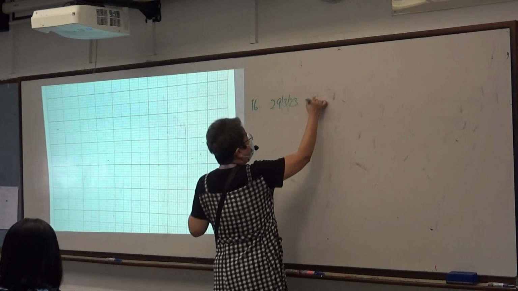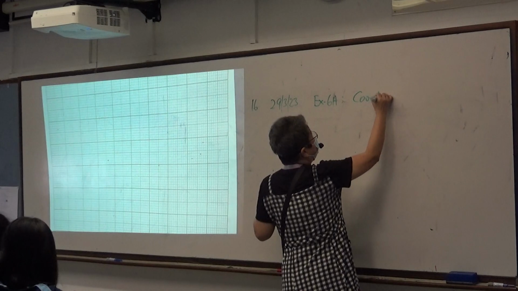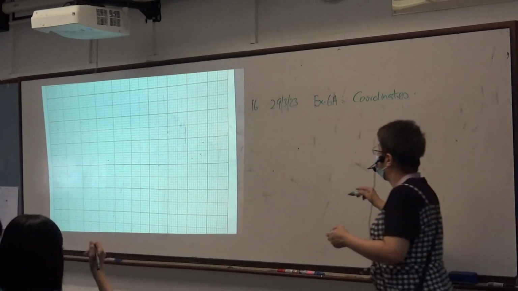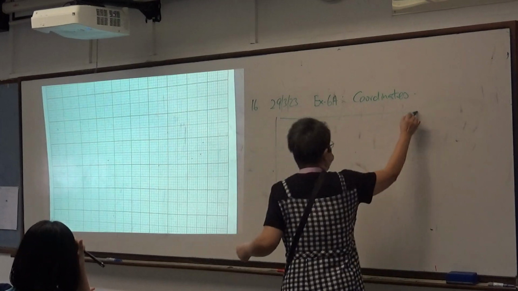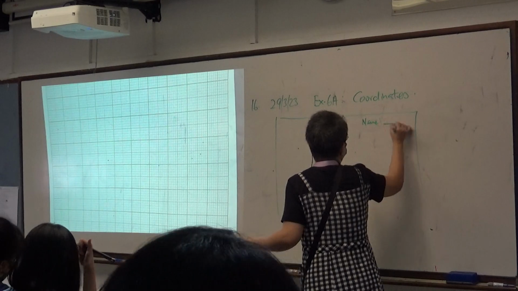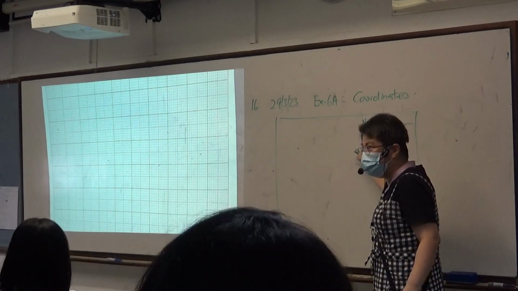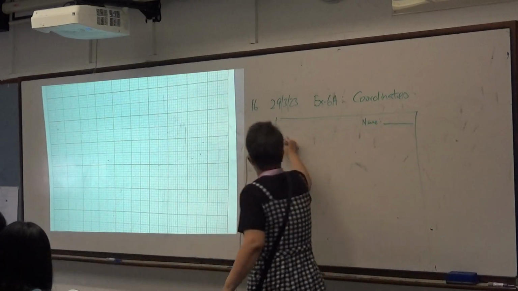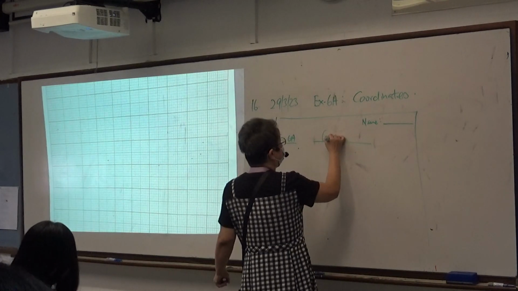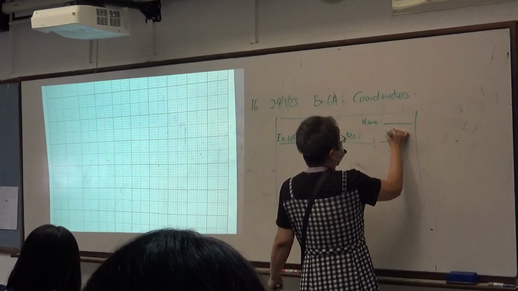Today's date. Exercise 6A. Coordinates. Okay? Then, on your brown paper, please first of all write your name. Don't write name and nothing. Don't literally write N-A-M-E. Okay, write your name. Then write exercise 6A. Coordinates. And then your date.